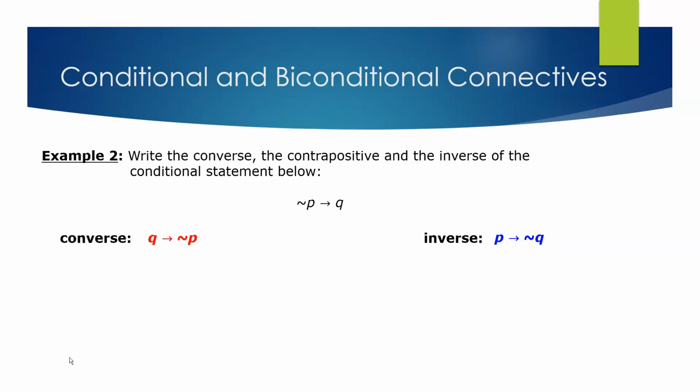As far as the contrapositive goes, the contrapositive is simply taking the inverse statement and doing its converse. So I would start with the two parts of the inverse and just switch sides around the arrow. And so the contrapositive would be if not Q, then P.